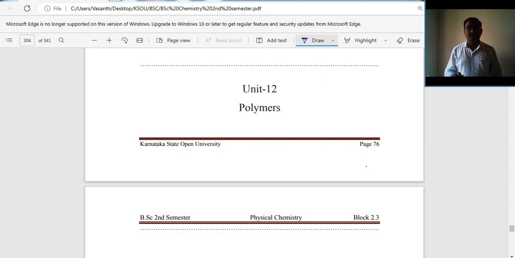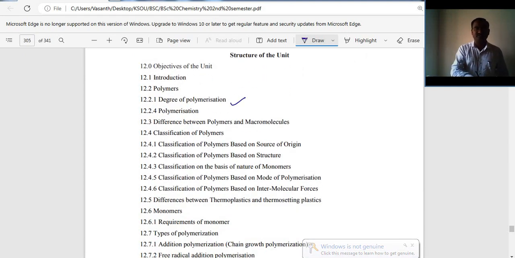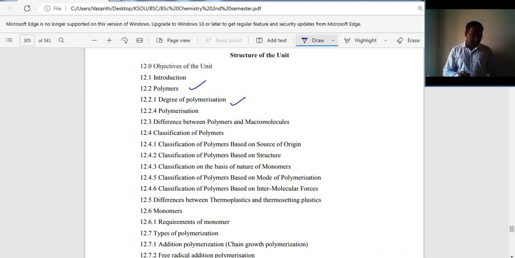In this module, we have to learn the concept of polymers. In this unit, we have to discuss the concept of polymers, degree of polymerization, difference between polymers and macromolecules, classifications of polymers based on the source, structure, nature, mode of polymerization, and intermolecular forces.